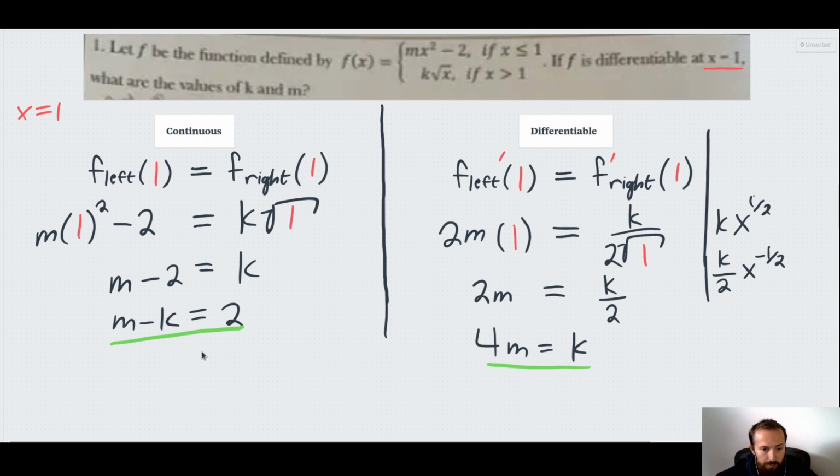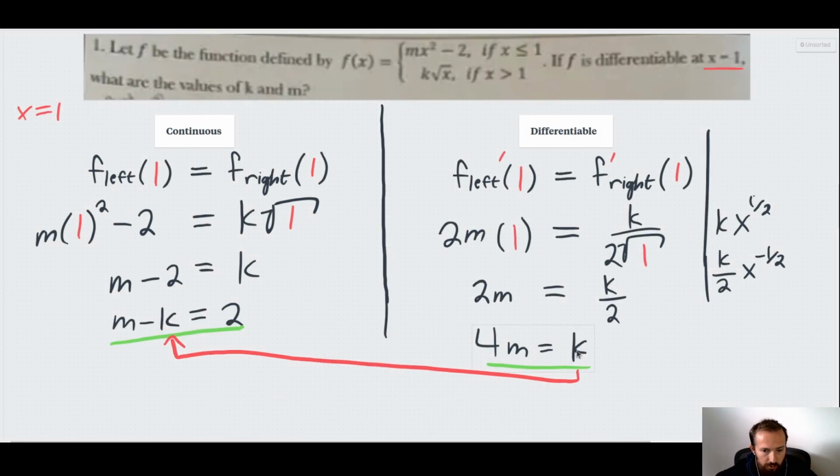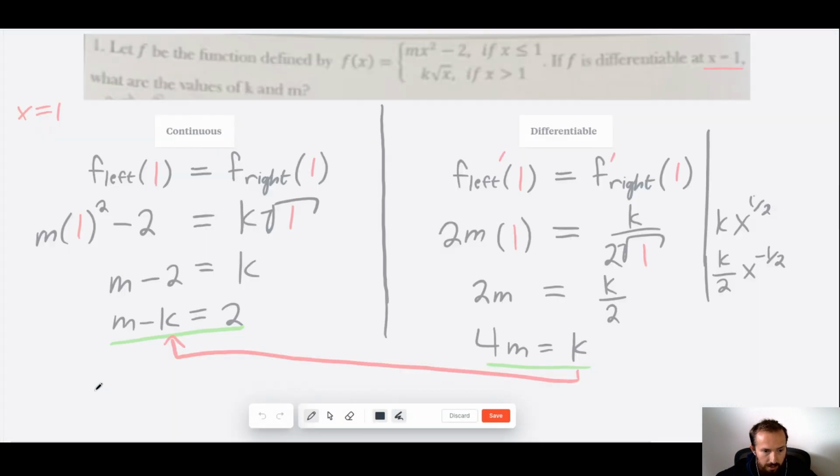However, there should be only one value that satisfies both of these at the same time. So if you want to solve this, we need both of these to be true at the same time. So the way you can figure this out is you can take this k value, plug it in for k right here, and think about what we get. We get m minus 4m, because remember, that's what k is.